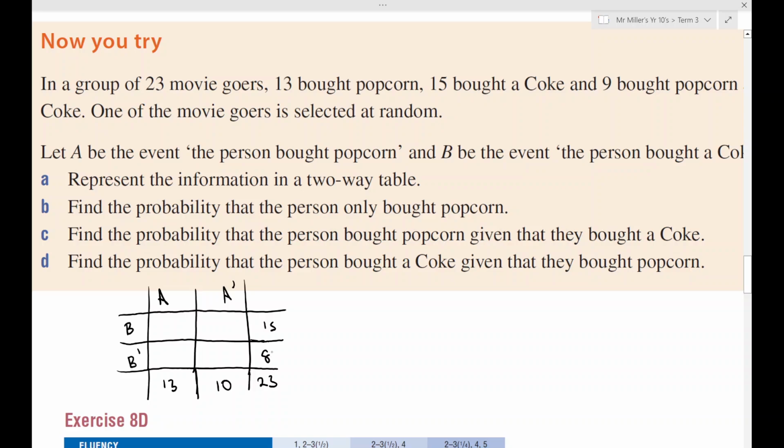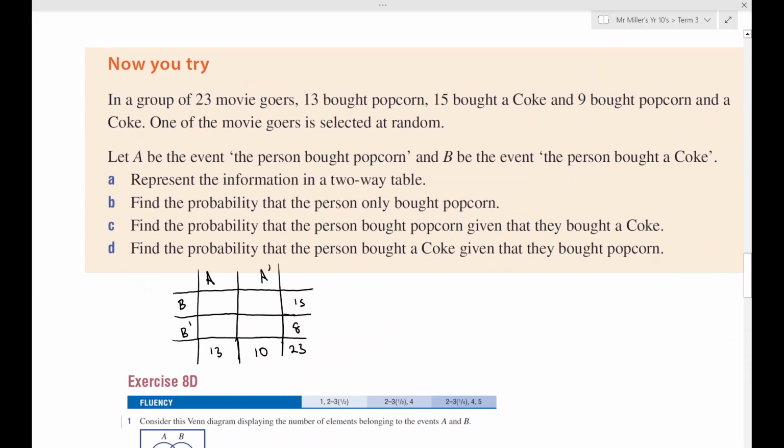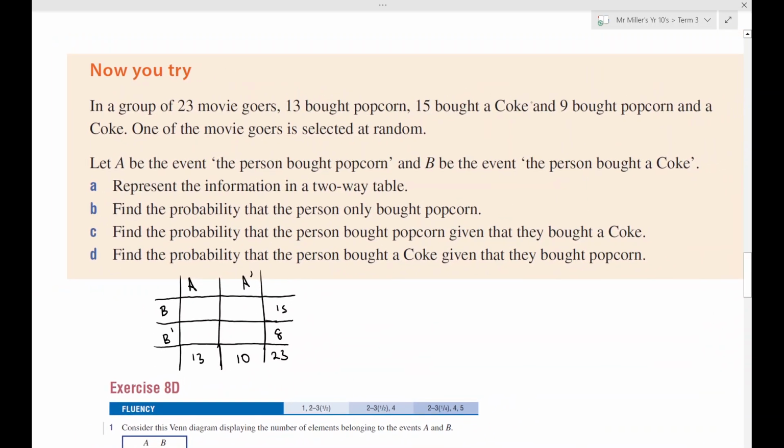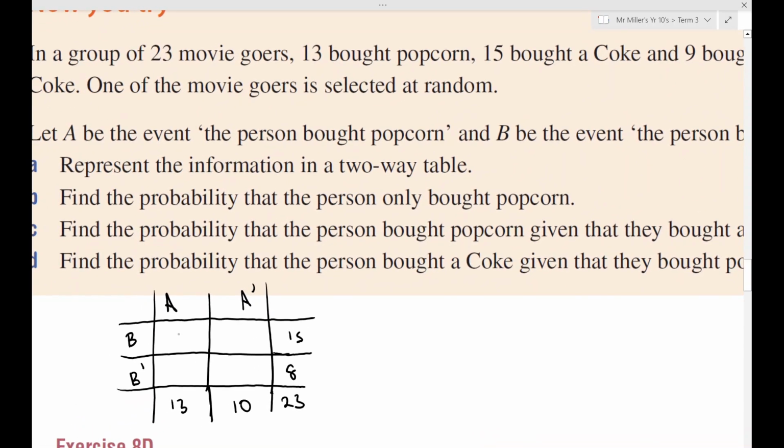Okay, so now let's look for some more information in this question. It says 15 bought a Coke and 9 bought popcorn and the Coke. So 9 people bought popcorn and the Coke. So we can see this is going to be 4. So 4 people bought popcorn but did not buy a Coke. Let's see that this has got to be 6. 6 people did not buy popcorn but did buy a Coke. And this has got to be 4 down here. So 4 people bought neither a Coke nor popcorn.